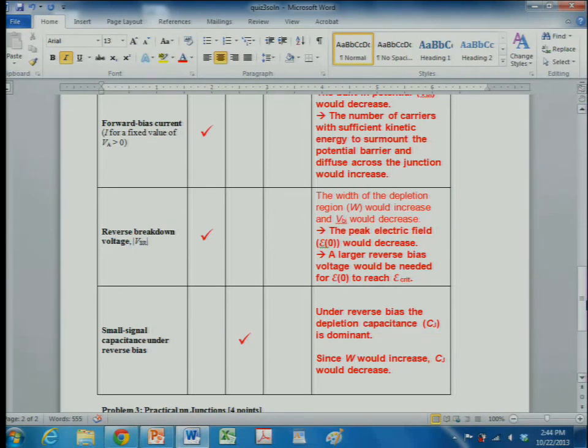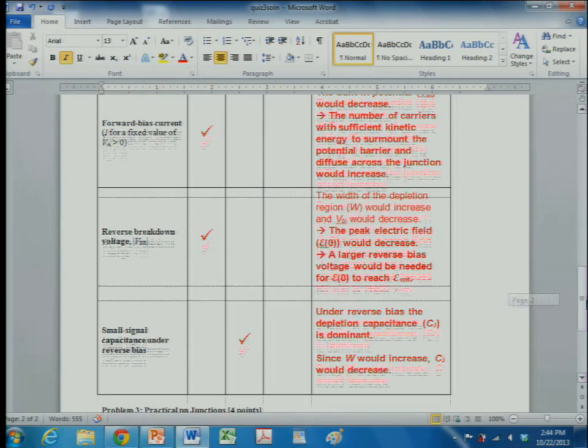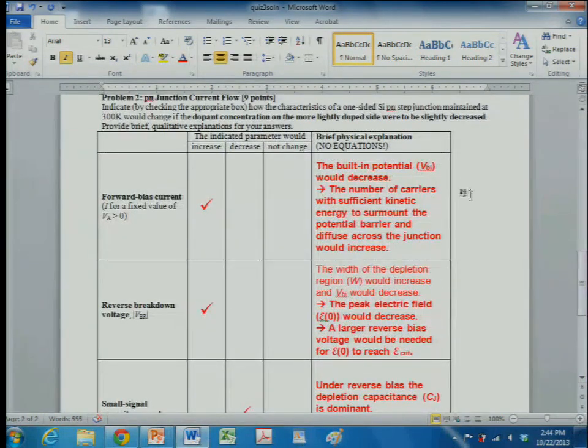Yes, Ross. The depletion region gets smaller? Yes, it does. Right, it gets larger, and if you drop the same voltage across a longer distance, then the electric field is lower. So then you have to apply more voltage to get that electric field to reach the critical value. Right.